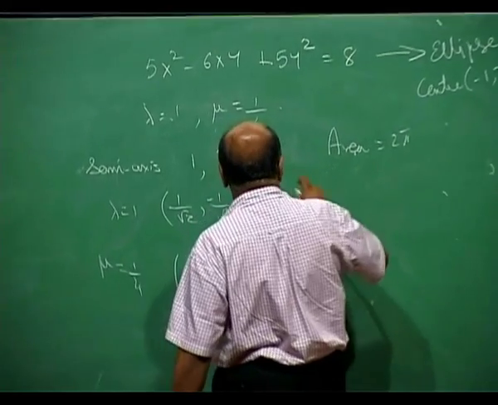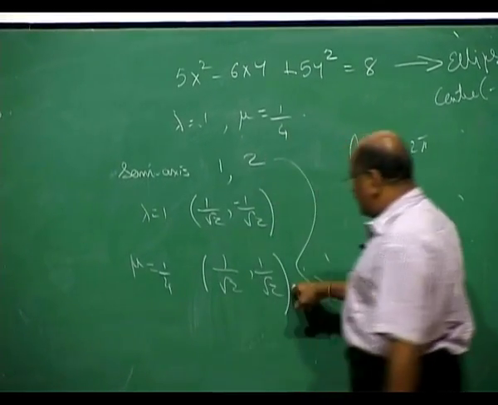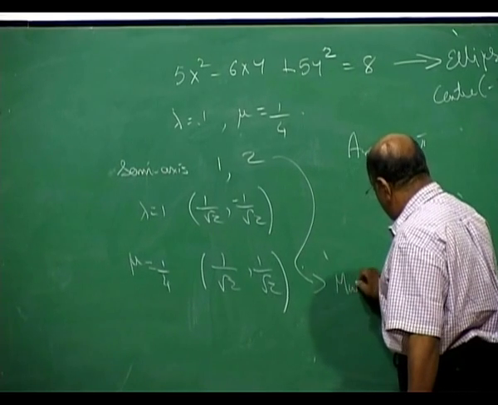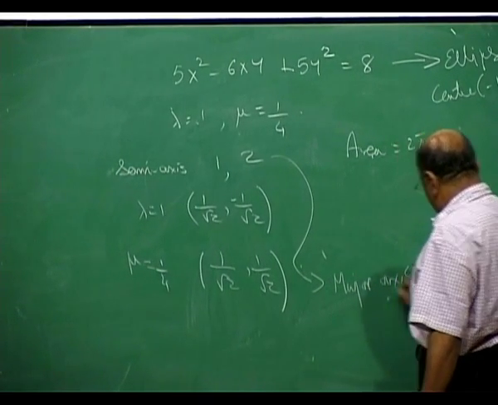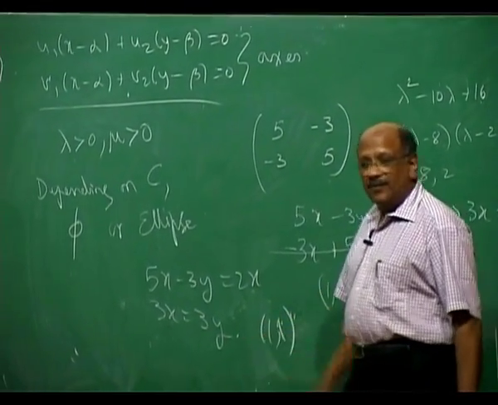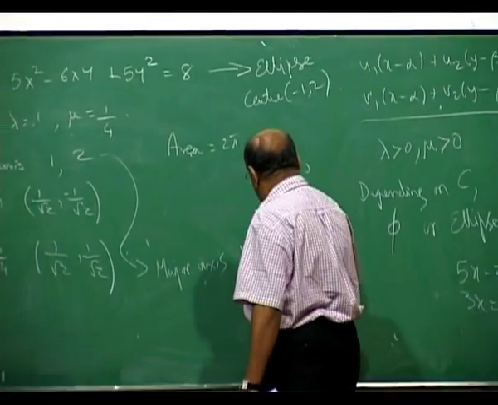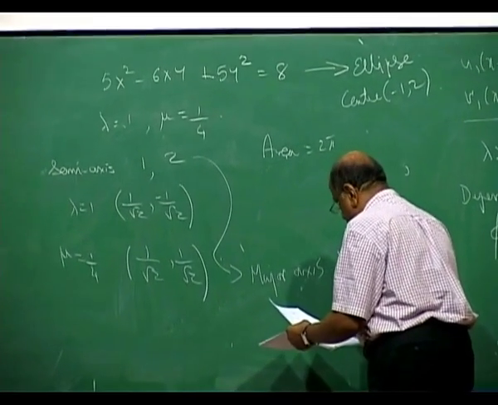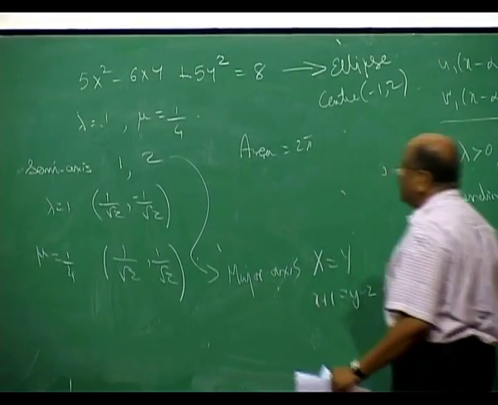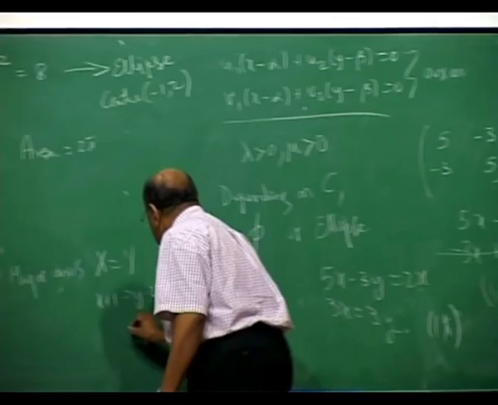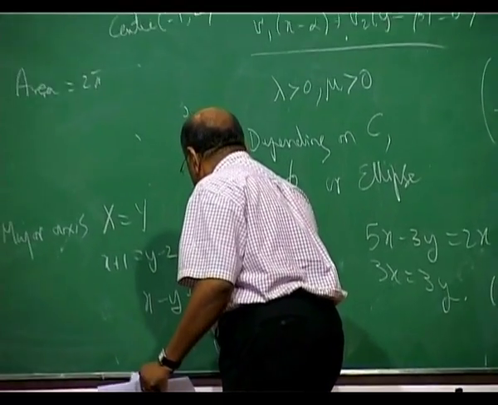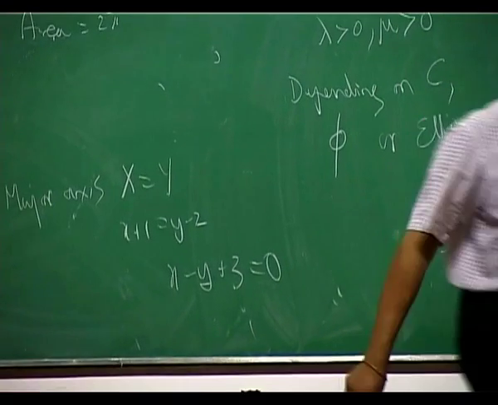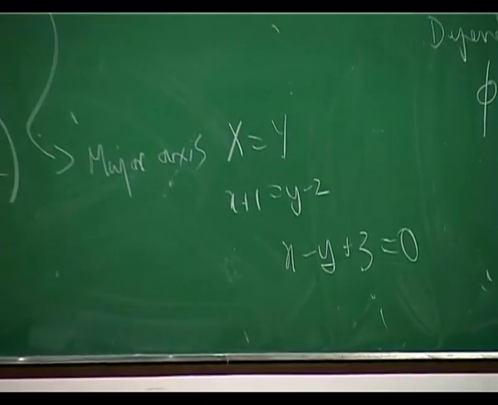So the major axis comes from this equation x equals y. So capital X equals capital Y, or small x plus 1 equals y minus 2, because minus 1, 2 was the translation which you did. So this means x minus y plus 3 equal to 0. So this is the equation of the major axis.